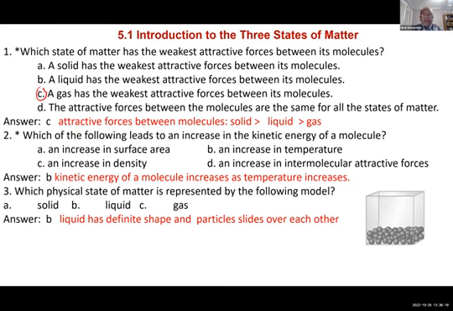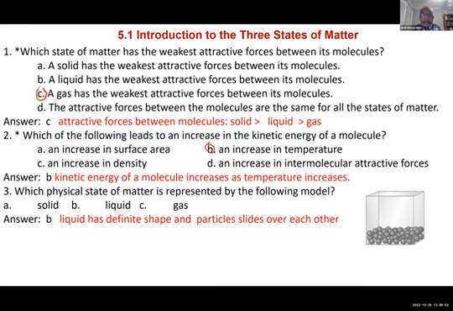Which of the following leads to an increase in kinetic energy of a molecule? We talked about kinetic energy being related to motion, movement, or temperature of the molecules. Increasing kinetic energy is related to increasing temperature. Therefore, the answer is B.